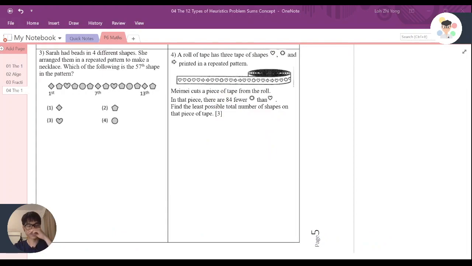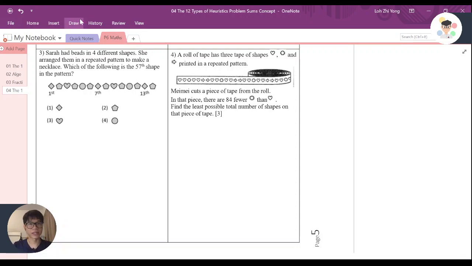Welcome back to Digital class, and this is a discussion for booklet number 4, which is the 12 types of heuristic problem sum concept. This is actually a pattern concept, and this is type 1, number or shape pattern. So now let's look at question number 4.